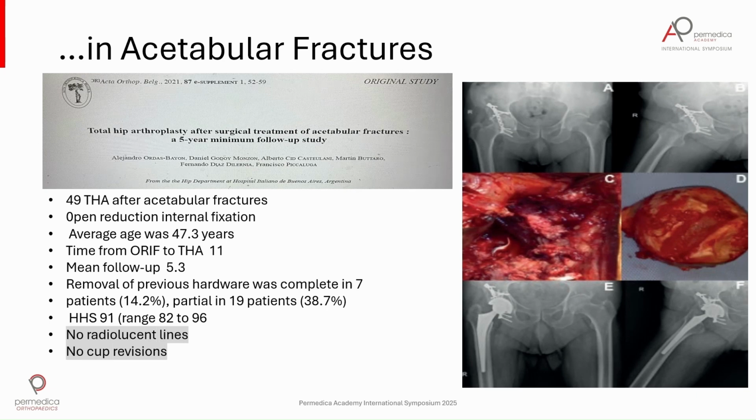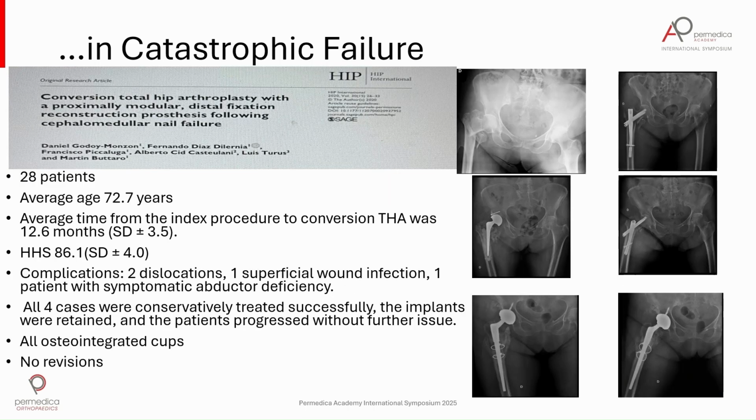In many cases, we are required to do a partial removal, but basically we try to remove only what is in the middle of our way. Otherwise, we keep what we have. And we use the head as a bone graft, and after implanting the cup, the patient does well.